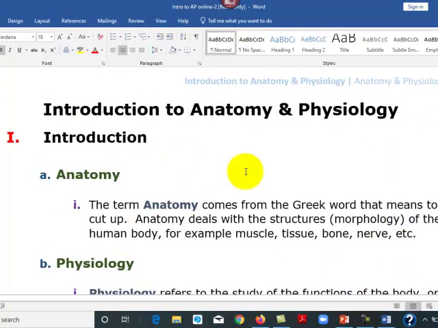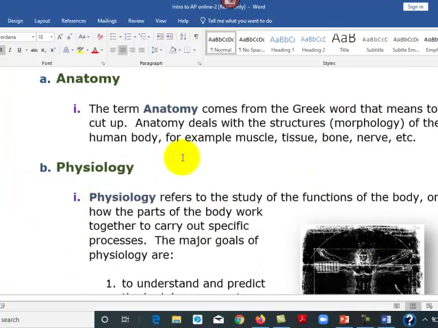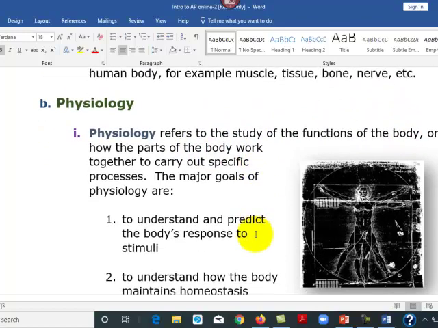Just as an introduction, the term anatomy means referring to a body part. Like it says here, it deals with structures of the human body: muscle, tissue, bone, nerve. Gross anatomy is just overall structures, so that's where you start. Physiology is how everything works together. How do all these organs, muscles, body parts coordinate with each other to maintain what is called homeostasis? That's what physiology refers to: the study of the function of the body, or how body parts work together.